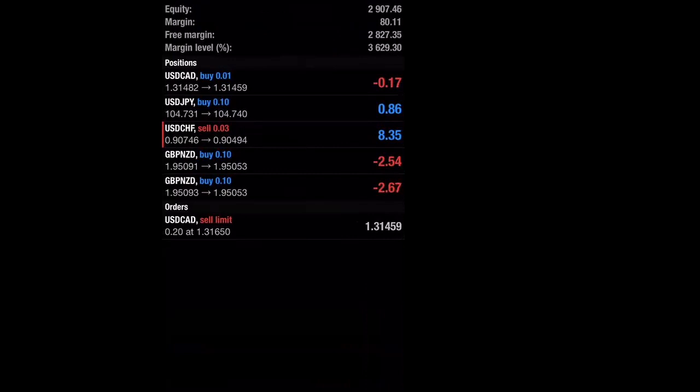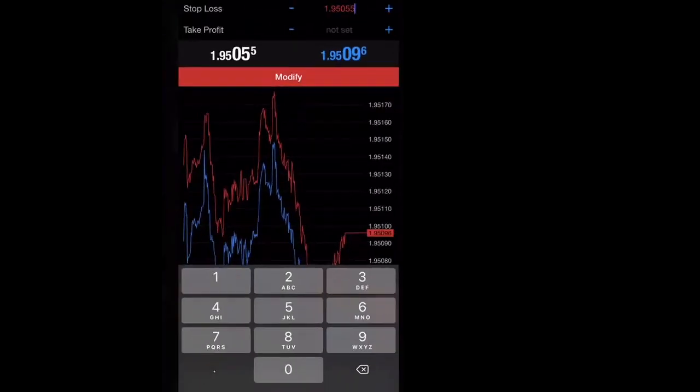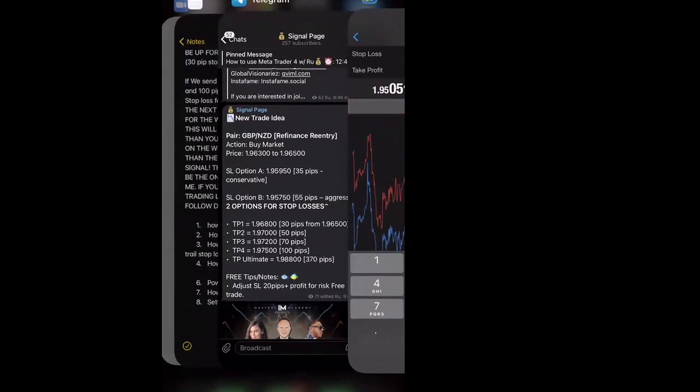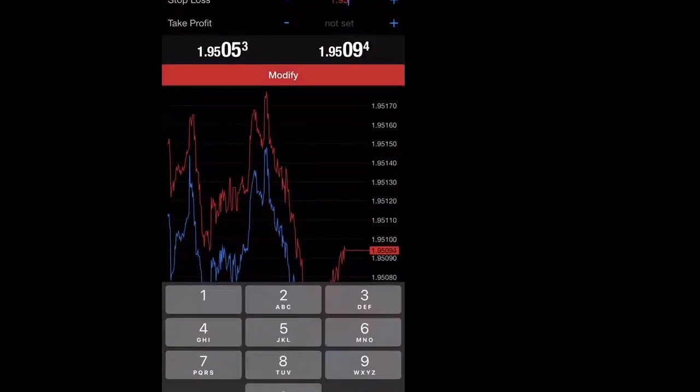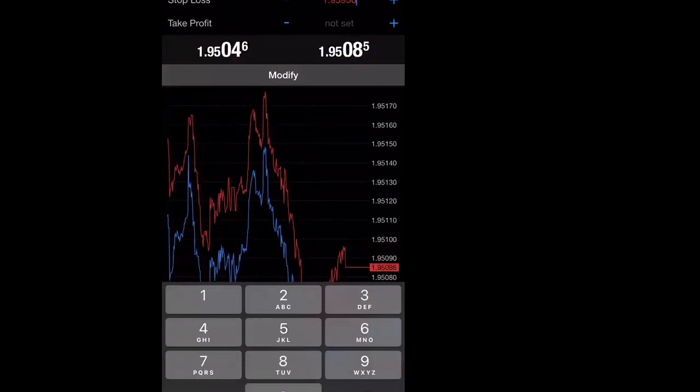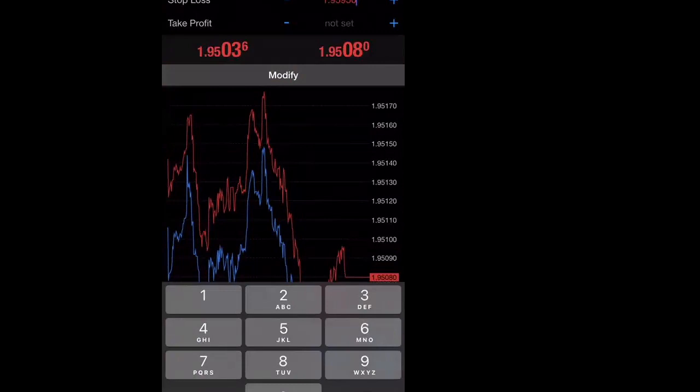If I hold on one of them and click modify, let's say my stop loss, it tells me to use a 35 pip stop loss, right? SL option A, 95,950. So I'll put that 95,950 for my stop loss and click modify. This trade is old, so I can't put this trade number in. I'd put 95,950 for this one.